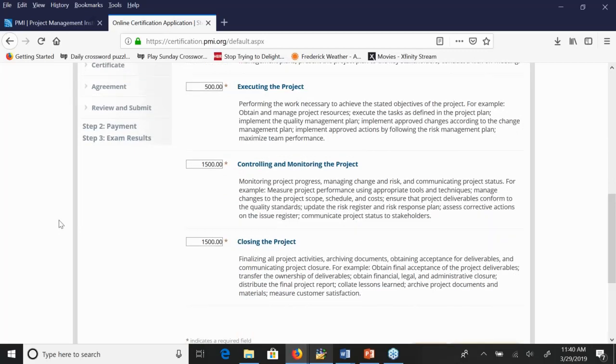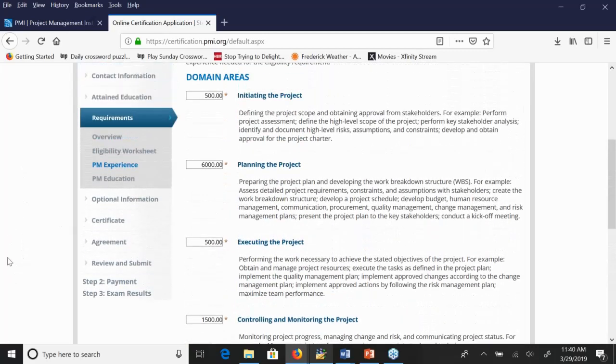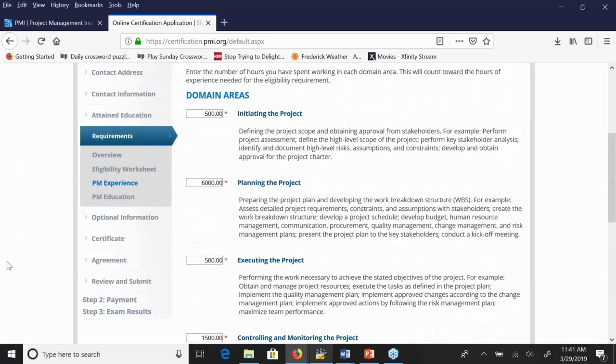Carl, how in heaven's name am I supposed to figure out how many hours I had? Well, your best bet: first, figure out the time period, and then figure out how many hours you had on that particular project. Okay, so you're with me that far? Cool. So you figured out how many hours. So let's say in this case it was 10,000 hours. Then you need to split them across the domain areas. What was the biggest chunk of your job?